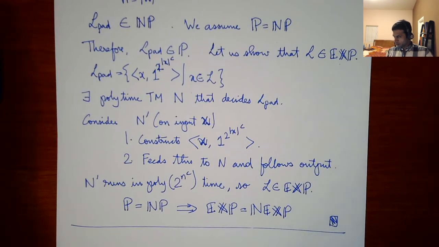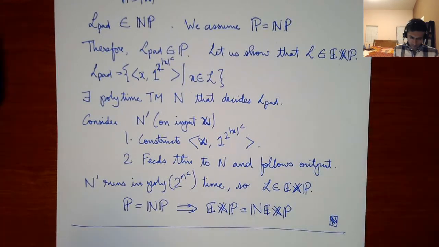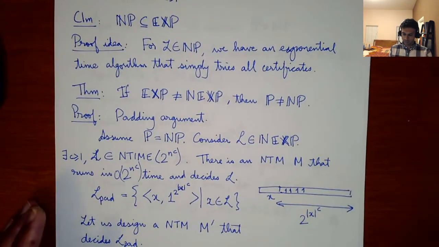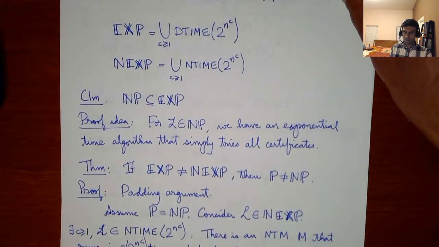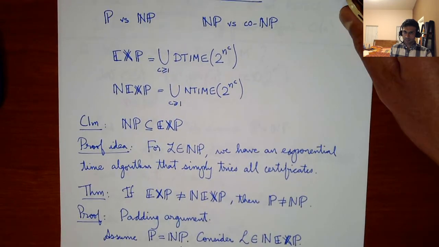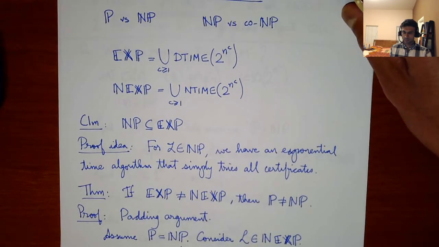Any questions about that? I had a question from the beginning. Yes, if I can ask. Why is the class EXP defined as such? When I think of exponential, I think of C to the N and different C's. Why is it defined in this specific way?